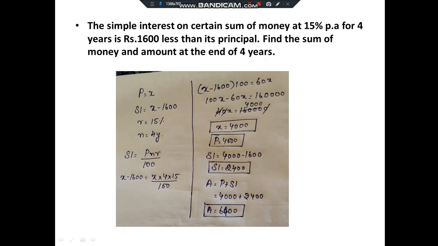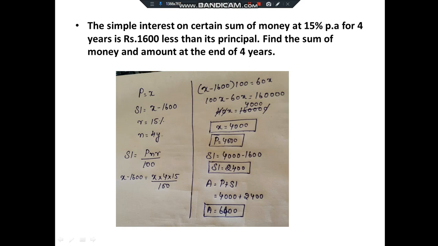So what they have given, they have indirectly said that simple interest is 1600 less than principal, and they haven't given the principal. We'll have to find principal and amount. They have also given rate of interest and number of years. So first of all write what all is given, so you'll get an idea how to solve it. Okay, this is by basic approach.